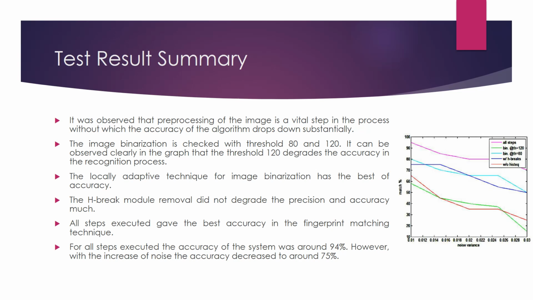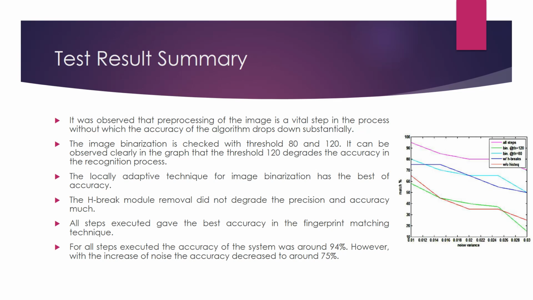The image binarization is checked with threshold 80 and 120. It can be observed clearly in the graph that the threshold 120 degrades the accuracy in the recognition process. So the red line here is without the histogram equalization, that is the pre-processing, and we can see that it substantially degrades the matching accuracy.